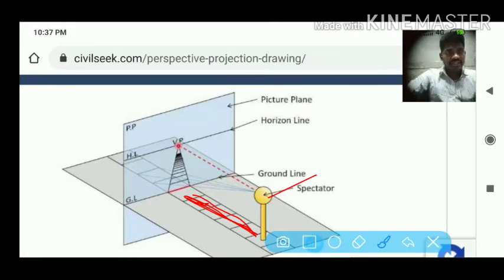What does the spectator, the observer, the person who is standing between the two lines, observe? He will observe the two lines of the track joined at a certain point. We will see what that is. Now, perspective projection. Look at here. Perspective projection is nothing but a person standing here, looking towards the railway track.